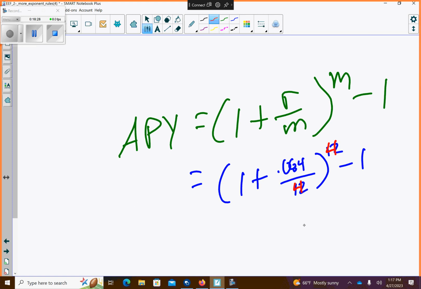So that's going to come out to 0.087. So 8.7%. Cool? You got enough information to help you on this?